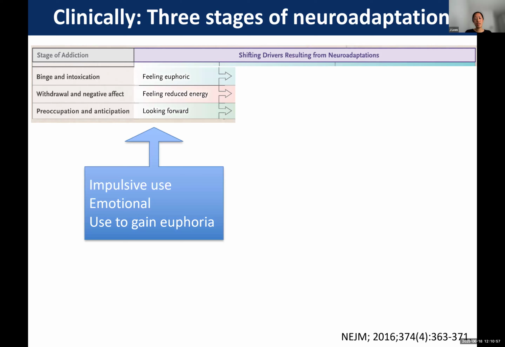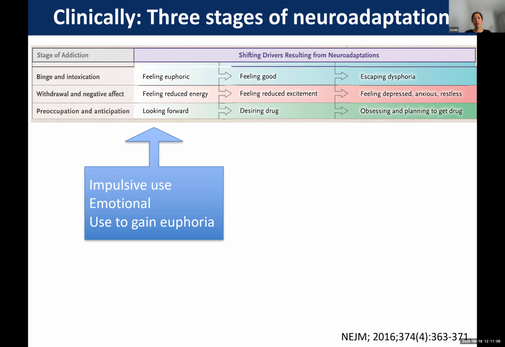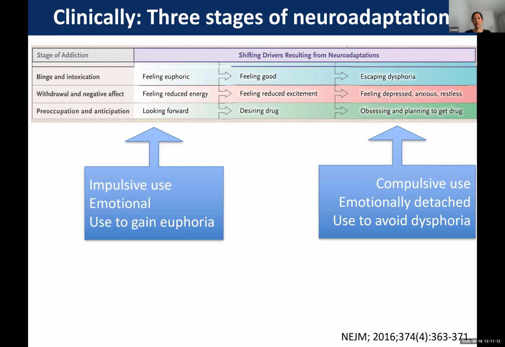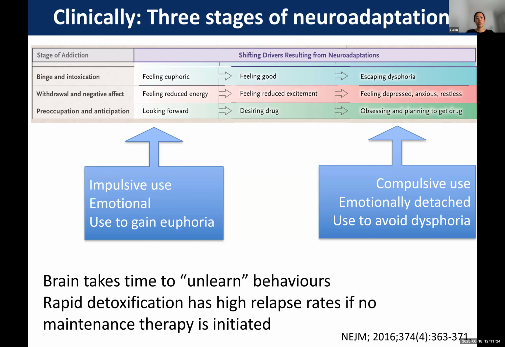At the beginning of the disease, it's very impulsive use and very emotionally driven. And most patients use to feel good. Then over time, you get reduced excitement, you start to feel less good, and the use changes to compulsive use. And most patients use in order to avoid withdrawal and to avoid feeling bad. And so the brain needs to take time to unlearn those behaviors. And that's why if maintenance therapy is not started, then stopping a drug cold turkey has very high relapse rates.